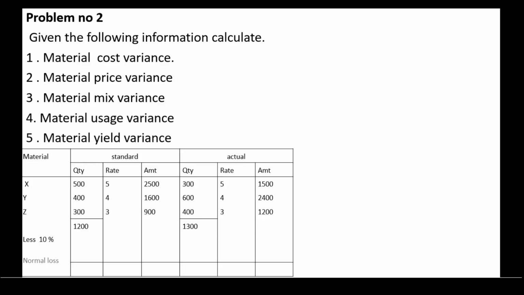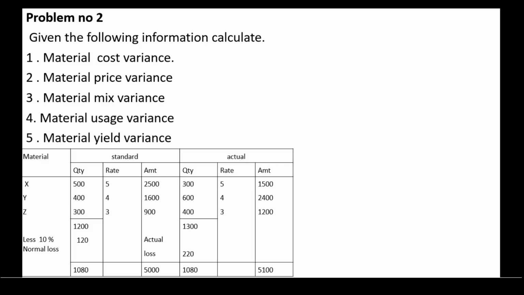Less 10% normal loss under the standard, 120. Less actual loss under the actual quantity, 220. So now the standard quantity is 1080. The total standard cost is 5000. Total actual quantity 1080 and total actual cost, or actual amount, 5100. So this is the information.